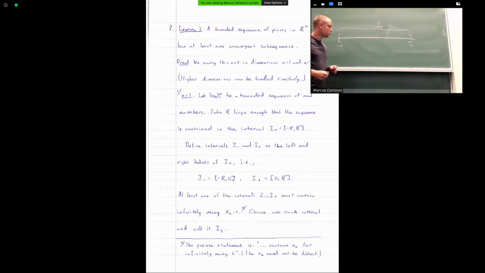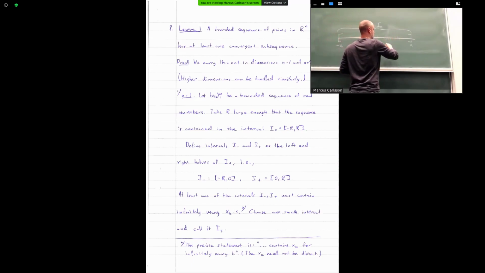What I can do now is I split this one in two. So I put the divider here. Now, three things can happen. Either I have infinitely many points here, or I have infinitely many points here, or I have infinitely many points in both. Yeah? So I can always pick one of these two intervals where there are still infinitely many points.